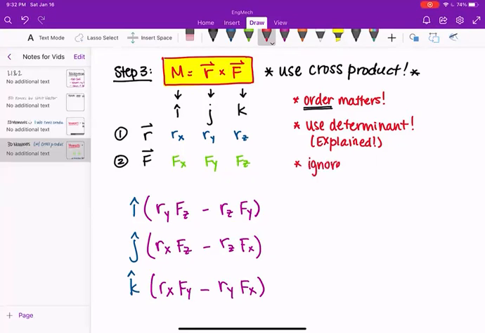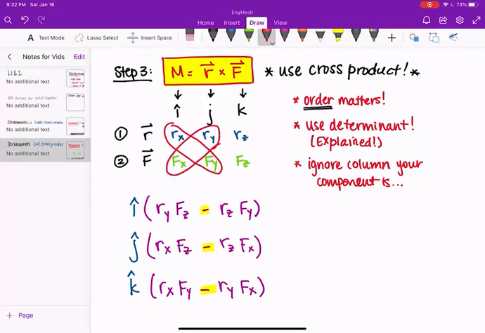But again, in this case, order matters because of that subtraction sign. So because of this subtraction sign here, you have to make sure that you are in fact going top left times bottom right minus top right times bottom left. So you have to make sure that you're multiplying them in the correct order. So it's always this minus this every single time.